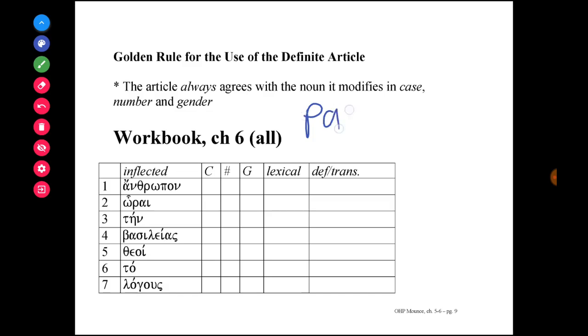I'm going to write here, parse. What does it mean to parse the noun? It's to identify the different components of the noun. Its case, number, and gender. So you're going to be learning a bunch of vocabulary. So go ahead and make your flashcards, memorize the vocabulary. And then after you memorize the vocabulary, memorize the grammar, you're going to start in your workbook.